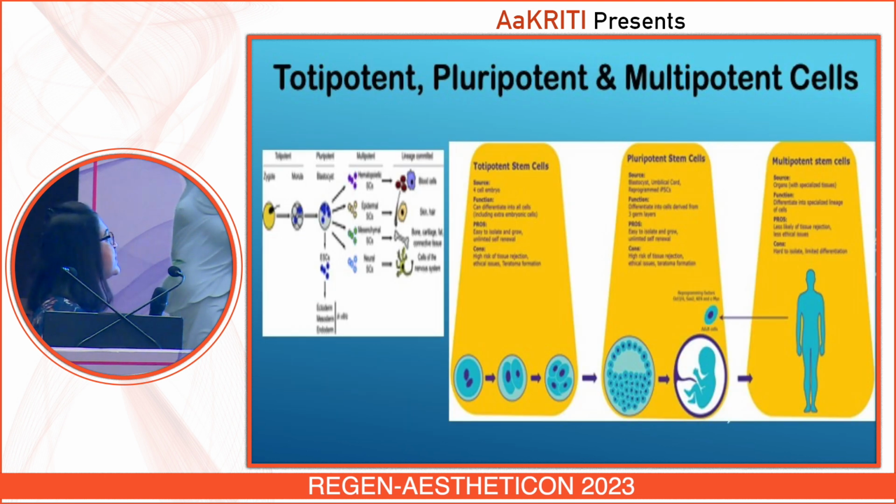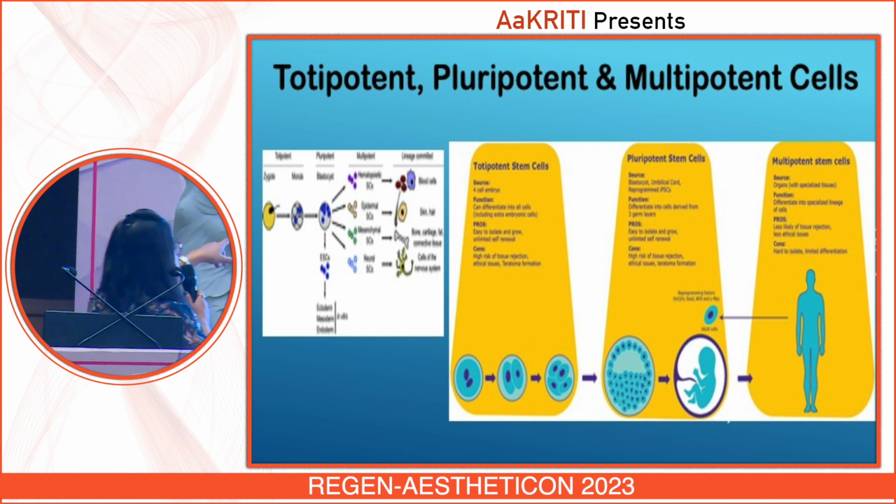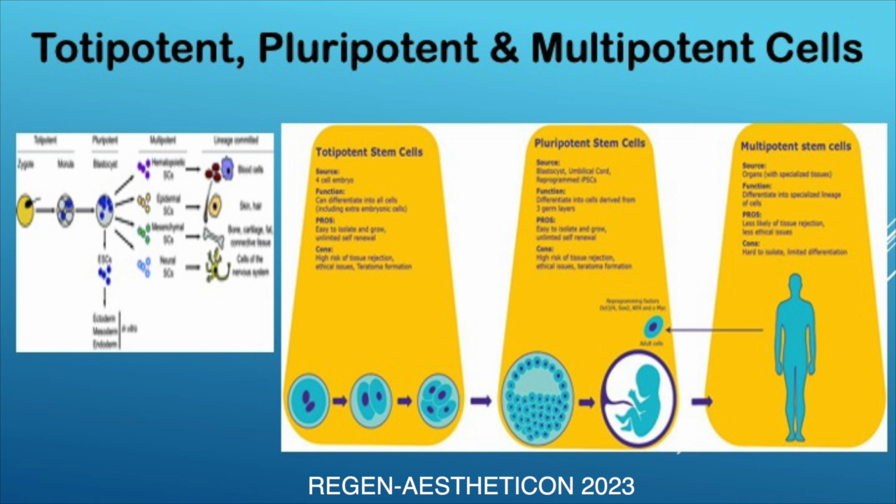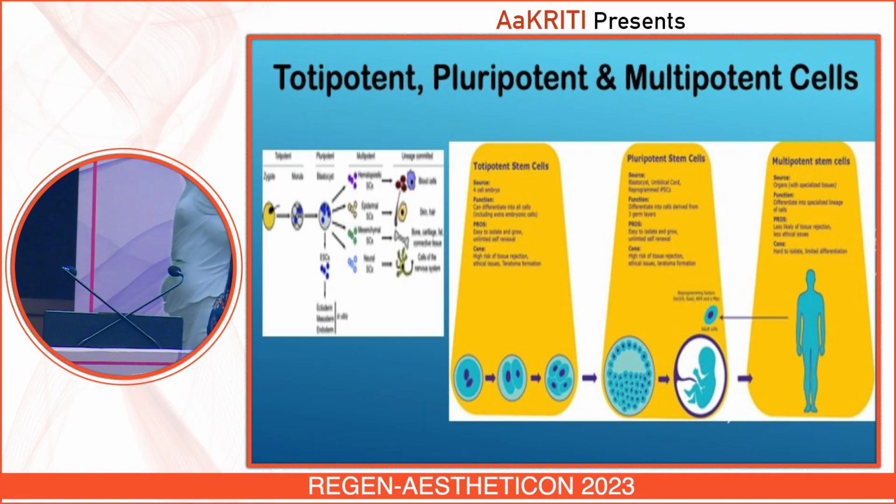Now the term totipotent. Here we call it a zygote, and this stage is totipotent. It can give rise to any type of cell, even the extraembryonic cells. The pluripotent cells appear after the 3-day stage, when the blastocyst is formed, and they can differentiate into the 3 germ layers. But there are ethical issues and teratoma formation, so we are not using these stem cells much.